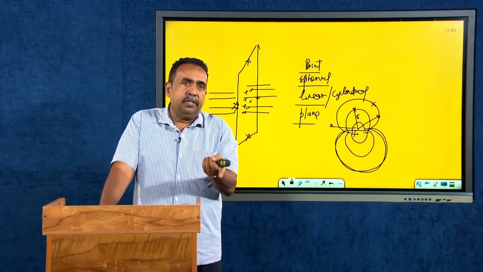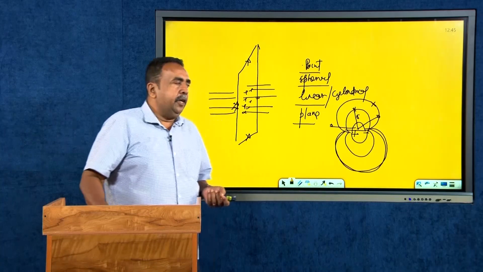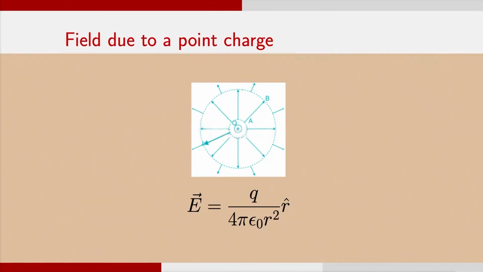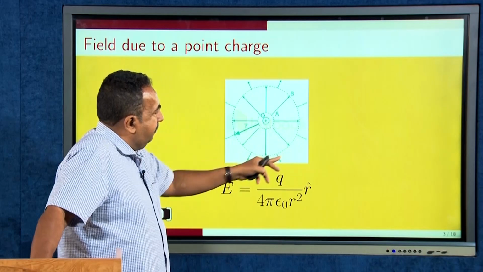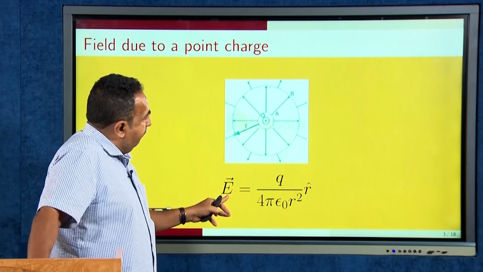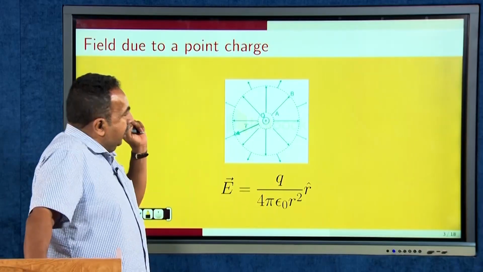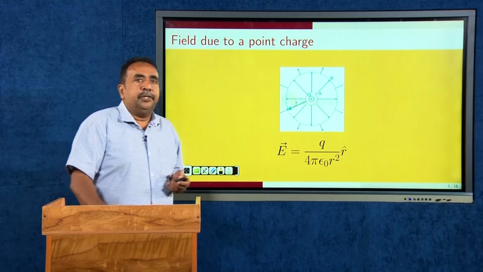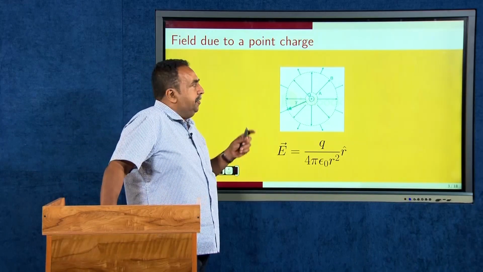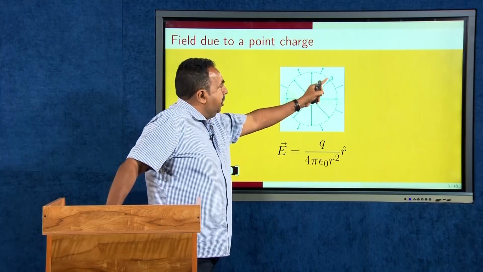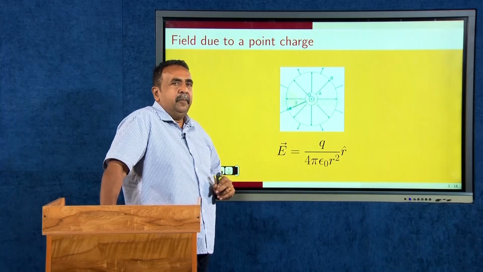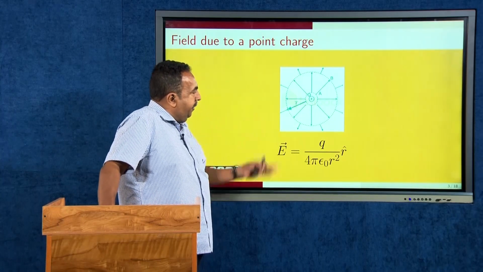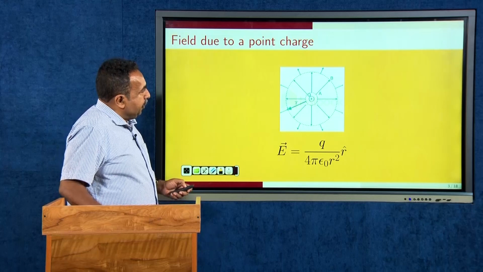And the best one was the point charge, which I had explained to you. The first one, the point charge distribution, where I had constructed an imaginary Gaussian surface like this, and then I found that the electric field is given by Q divided by 4 pi epsilon 0 r square. At every point here at a distance of r, the field will be the same. Therefore, the equation is Q divided by 4 pi epsilon 0 r square.